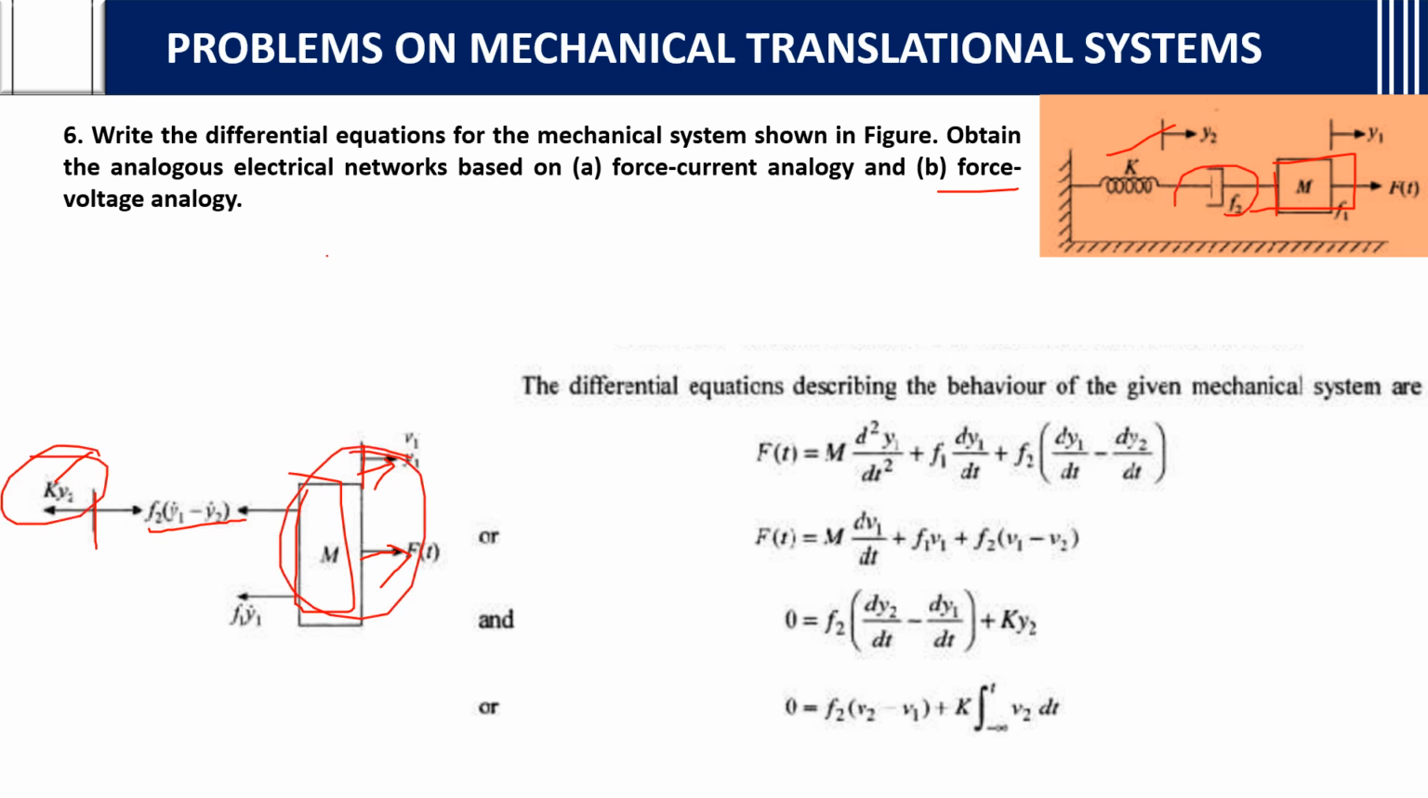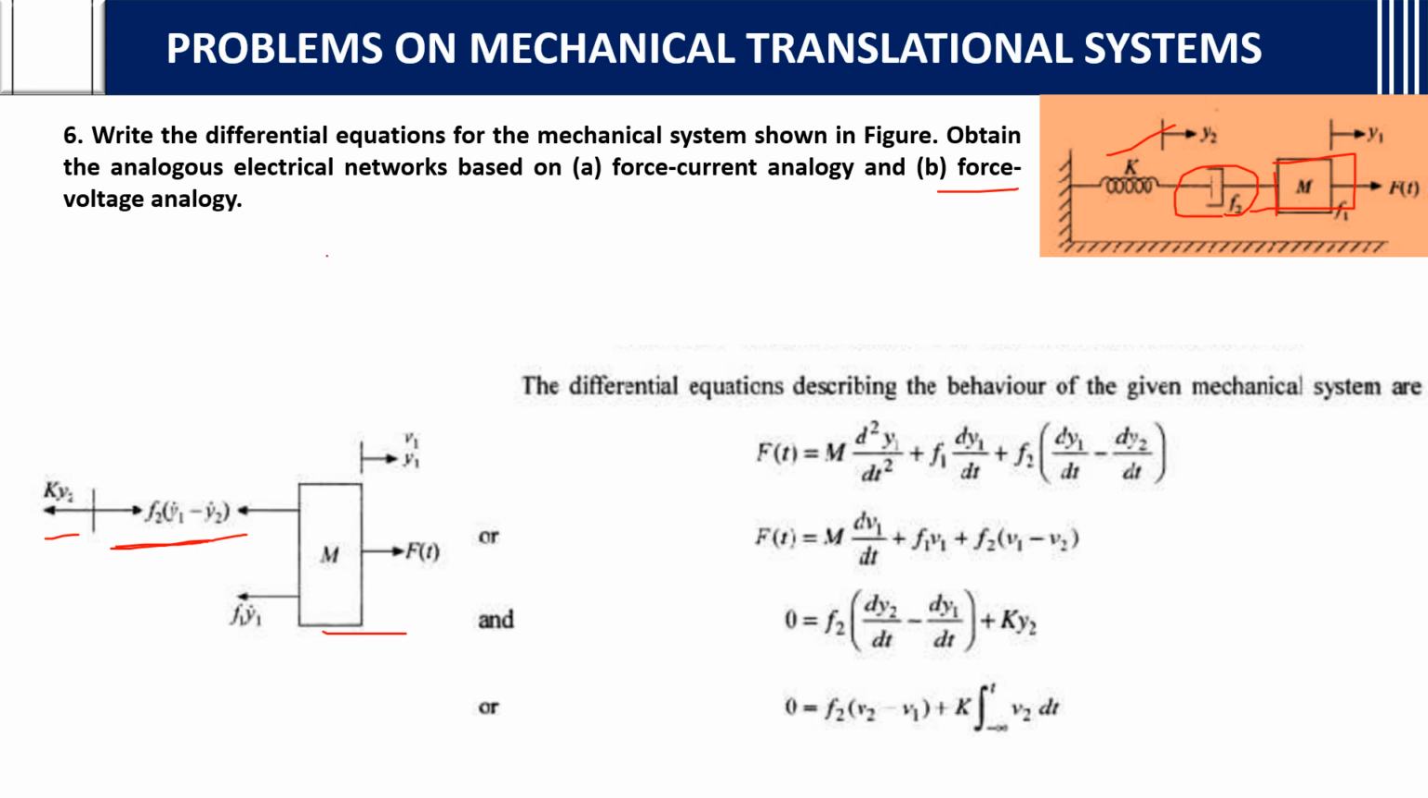Between the spring element and this mass element there is a dashpot. So F2 into y1 dash minus y2 dash, nothing but dy1 by dt minus dy2 by dt. As F2 is between y1 and y2, we are taking F2 of y1 dash minus y2 dash. This is the spring, this is the dashpot, this is the mass element. So we have written everything.